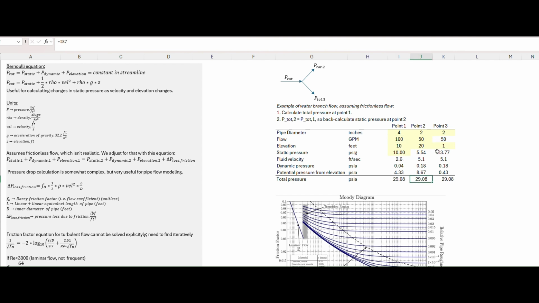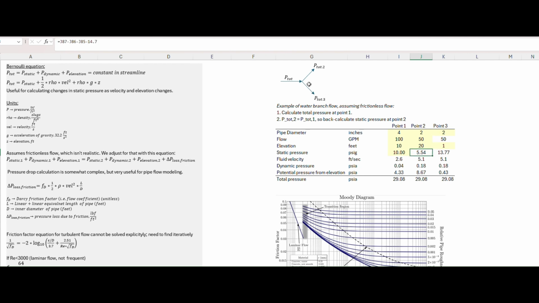In this case, velocity is higher in point 2, so we're going to expect that to decrease our gauge pressure reading. But now it's significantly lower than the pressure at point 1, and that's because the elevation increased. So as your elevation increases, that's also going to decrease your static pressure.